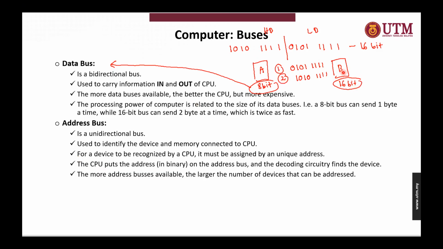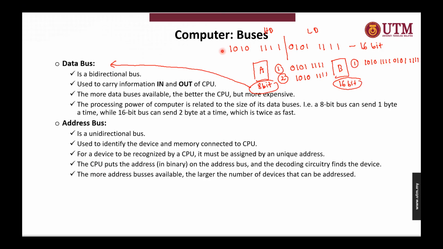What about a processor with a 16-bit data bus? For the 16-bit data bus processor, at the very first cycle, you can send out this value without any problem. You only require 1 cycle to send out this data. That's why we say it is twice as fast, because this one needs 2 clock cycles, but this one only needs 1 clock cycle.